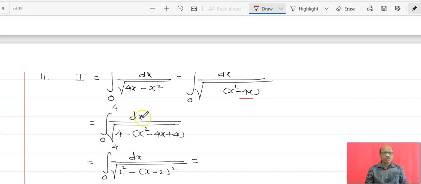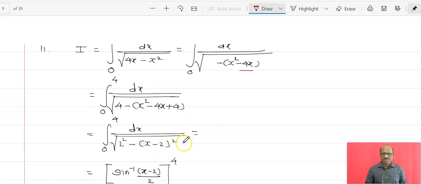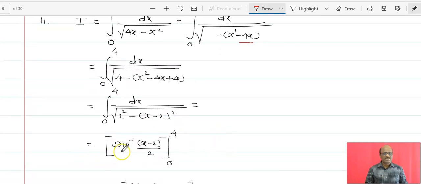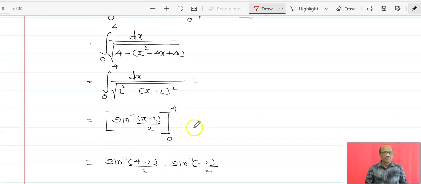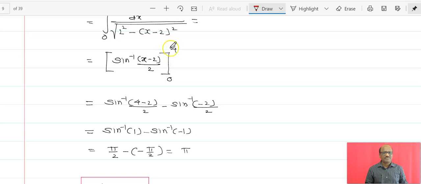Therefore integral 0 to 4 dx upon under root of 4 minus in bracket x square minus 4x plus 4. x square minus 4x plus 4 is a perfect square of x minus 2 bracket square. Therefore integral 0 to 4 dx upon under root of 4, which means 2 square, minus in bracket x minus 2 bracket square. And this is nothing but the sine inverse in bracket x minus 2 upon 2. Lower limit is 0, upper limit is 4. Now substitute, that is replace x by 4 and x by 0. Upper limit minus lower limit. Therefore sine inverse of 4 minus 2 upon 2. 4 minus 2 means 2 upon 2 is 1. Sine inverse of minus 1.